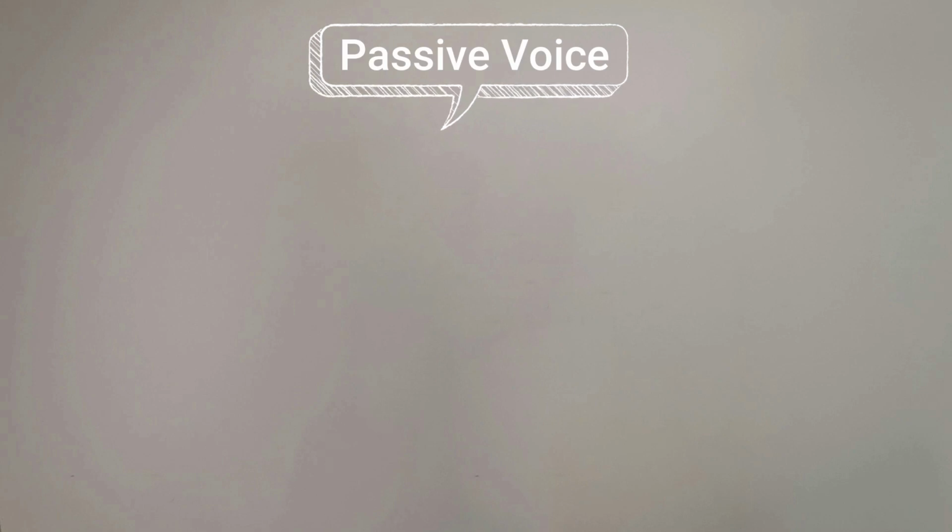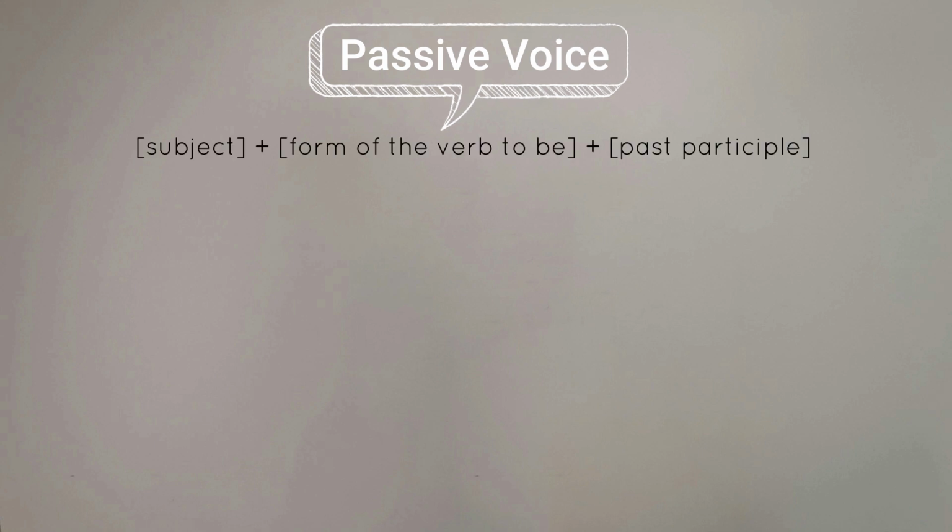What if we need to create a passive voice sentence, for example in present perfect or future continuous tense? It's no different, just use the formula that we learned already. Subject plus form of the verb to be plus past participle.